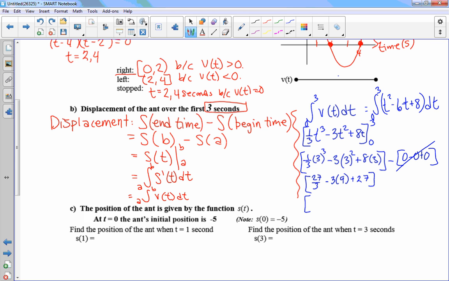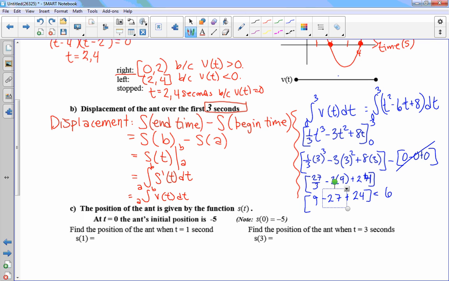Oh, yes. 27 divided by 3 is 9. 3 times 9 is, oh, sorry. I was thinking that was also 27, because it's 0. Okay, so 9, then subtraction and addition left to right. 9 minus 27, negative 18, plus 24, 6.